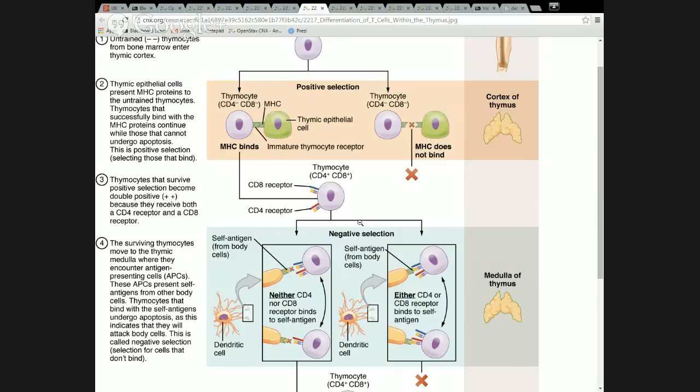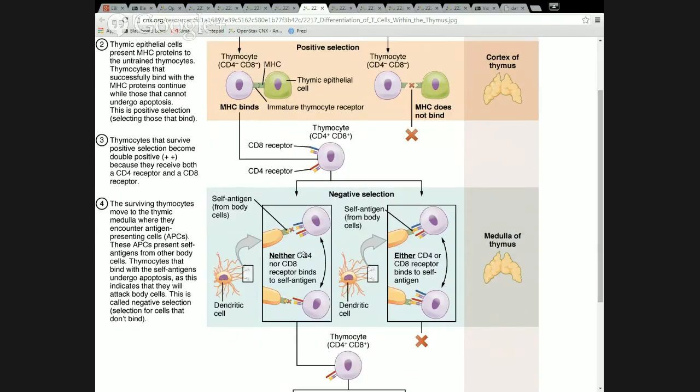Now the next round of testing is called negative selection. Now the T cells are tested to see if they bind to antigens. Antigen-presenting cells present antigens, but they present self-antigens. They don't present antigens from pathogens. They present antigens that are supposed to be in your body.